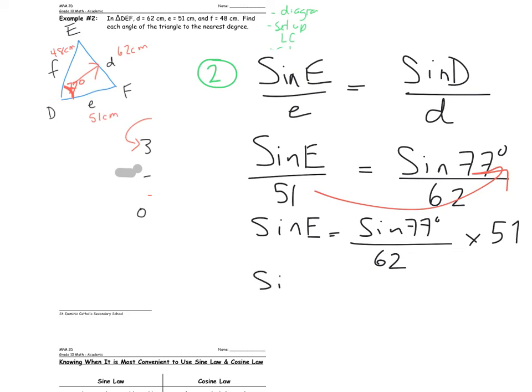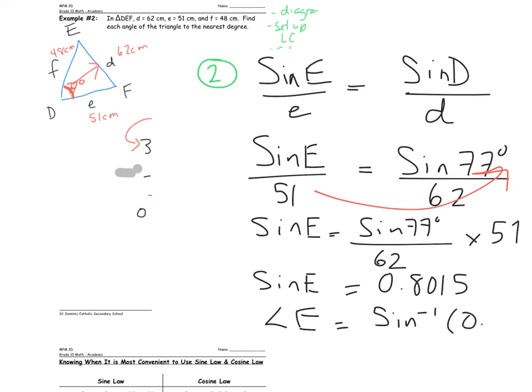All right, so let's just clean things up here. When I perform this multiplication, I end up getting 0.8015 rounded. And now I need to solve for angle E. So I'm going to use the inverse operation to solve for my unknown angle, which is to say, sine to the negative 1 of that value. So angle E ends up being 53 degrees. If you're not finding that you're getting the right answers, just double check that your calculator is in degree mode and not in radian or gradient mode. That often is the trick.